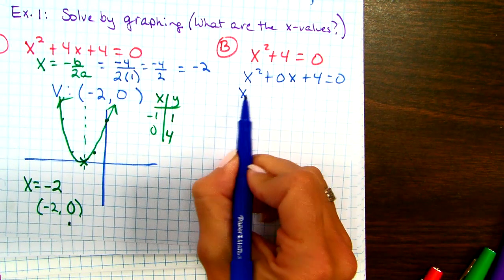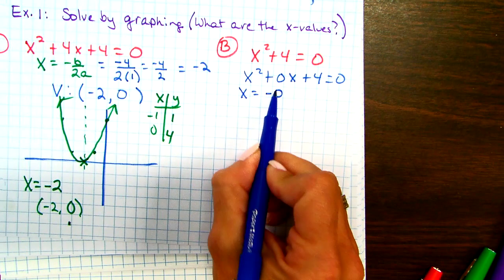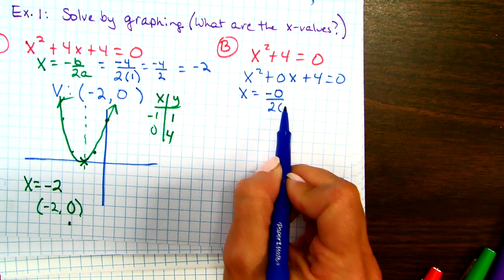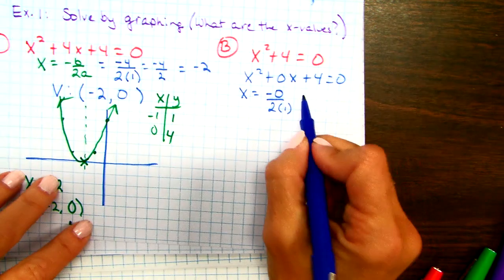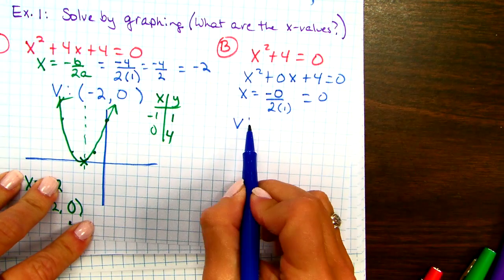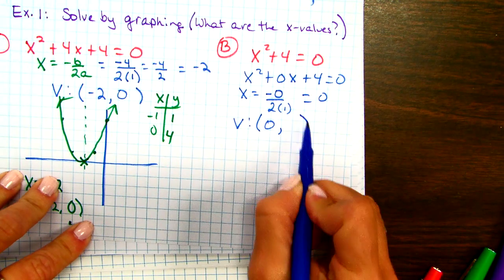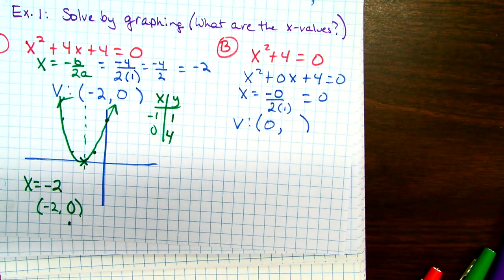So x equals negative b over 2a. We have a negative 0. There's no such thing. But it doesn't even matter because if you have a 0, you could type that in your calculator. 0 divided by anything is going to be what? 0. So the first part of your vertex is 0. That's fine. Same idea. We go to our chart, find the rest of the information.